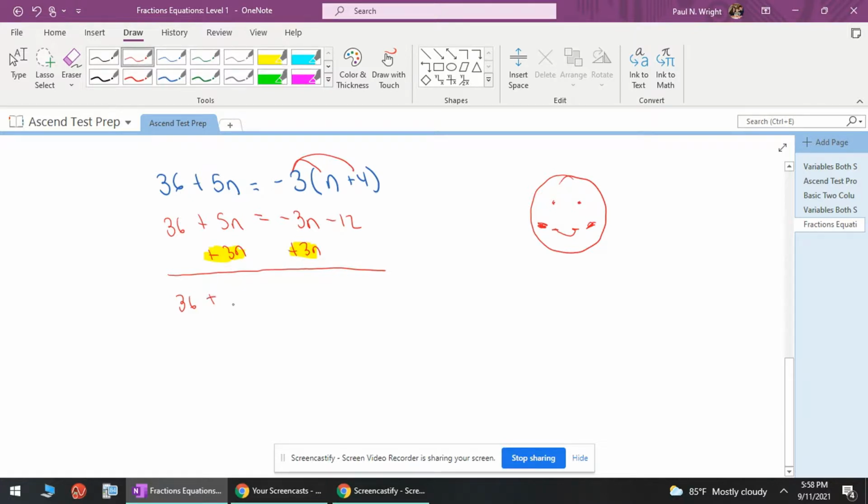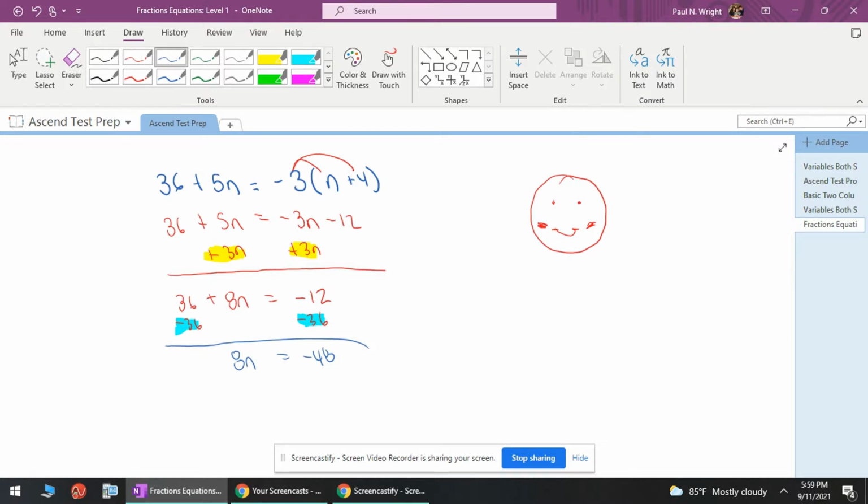This becomes 36 plus 8n equals -12. How can I get rid of that positive 36? I'm going to subtract 36 from both sides. If you do it to one side, you have to do it to the other, just like kissing your cousin. This is going to give me 8n equals -48. So this is 8 times n equals -48.